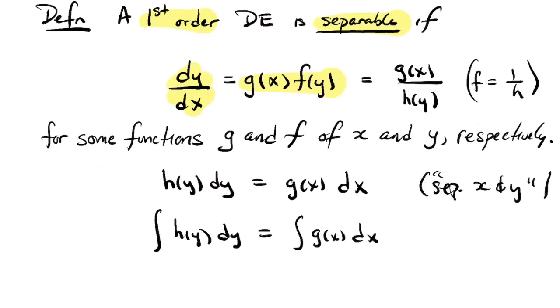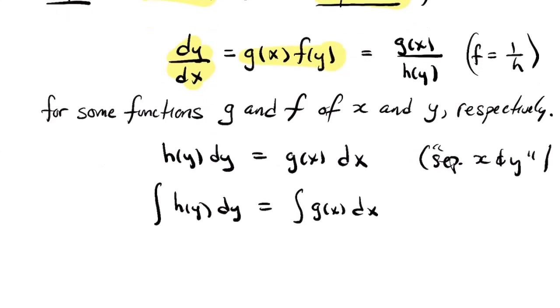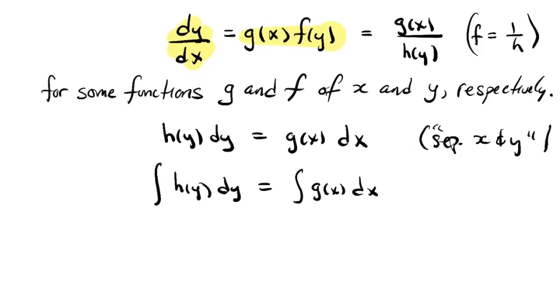Okay, so here I don't have a specific example. I can't continue beyond this. But if I could, I would get some expression that only depends on y's and some expression that only depends on x's. Okay, so if I can solve it for y, like above, then I get an explicit solution.